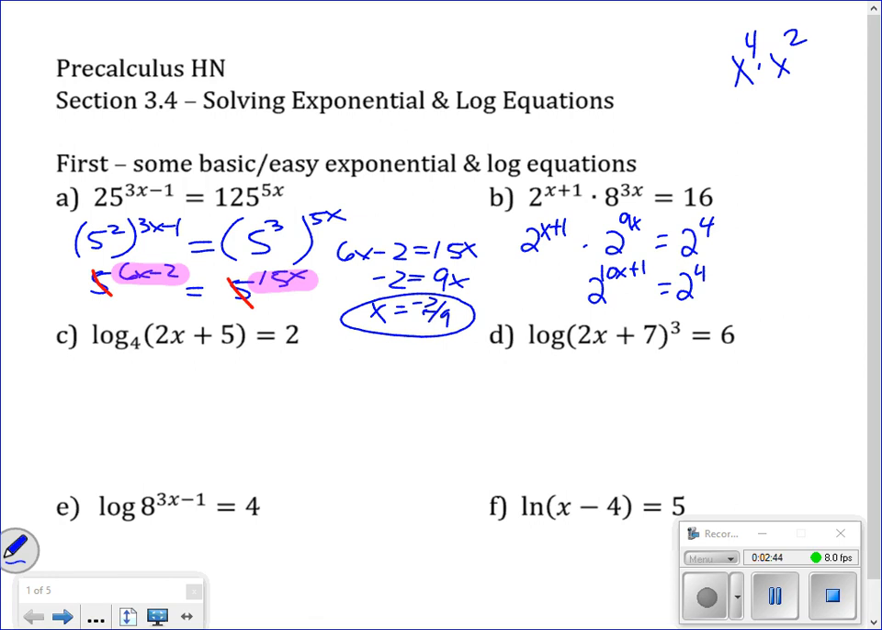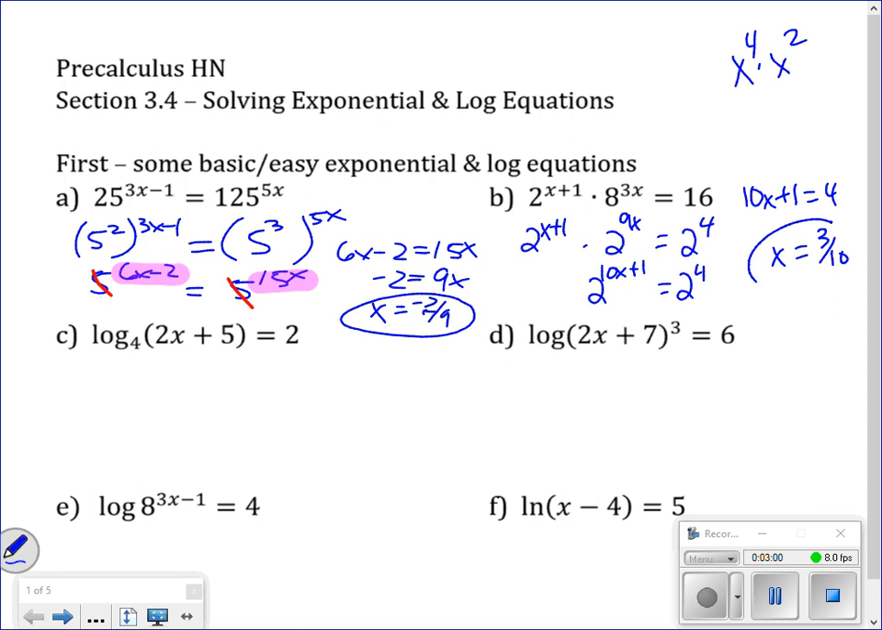Okay, so just like before, I don't need the 2's anymore. They already equal each other. So I really need to know what x is, so I do 10x plus 1 equals 4. And I think we can just solve that in our head probably. So you get 3 over 10.